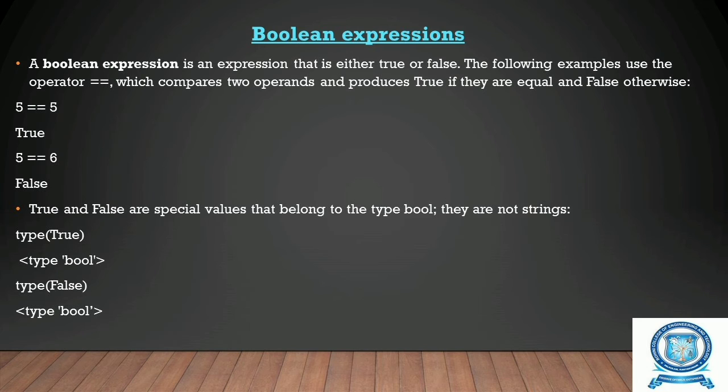True and false are special values that belong to the type bool. They are not strings. This true and false will not be strings, which would be enclosed within double quotes. If it is enclosed in double quotes, then it comes as a string. If it is not enclosed, it will always be a Boolean value. When we give type of true, we will retrieve the class as bool. Type of false also gives the type as bool.